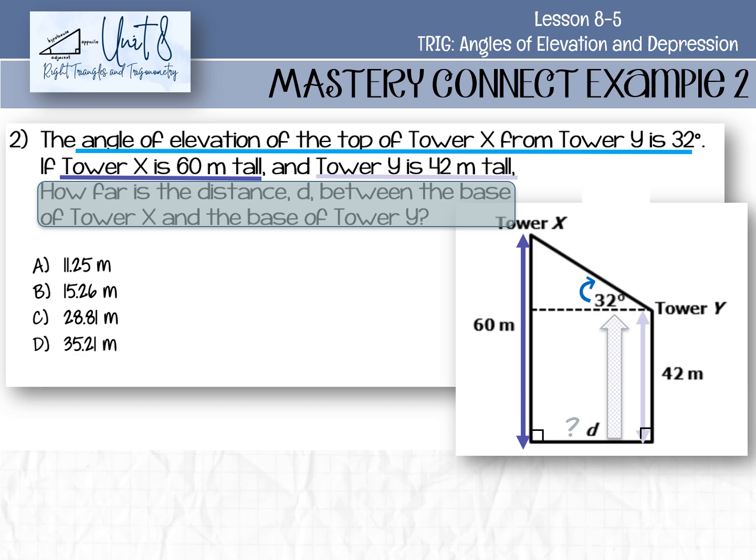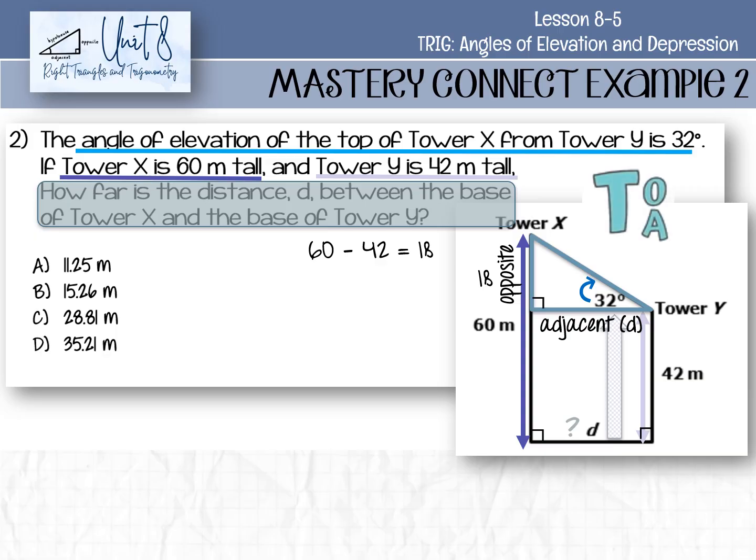Well, let's push that up so we have a triangle. We do need to know this side right here, opposite. So if tower X is 60 and tower Y is 42, if we subtract those, 60 minus 42, we get that little part of the triangle up there, the side opposite 32 degrees. Bring up our adjacent, which is D. Opposite and adjacent, tangent once again, and write our equation. Tangent 32 is 18 over D.